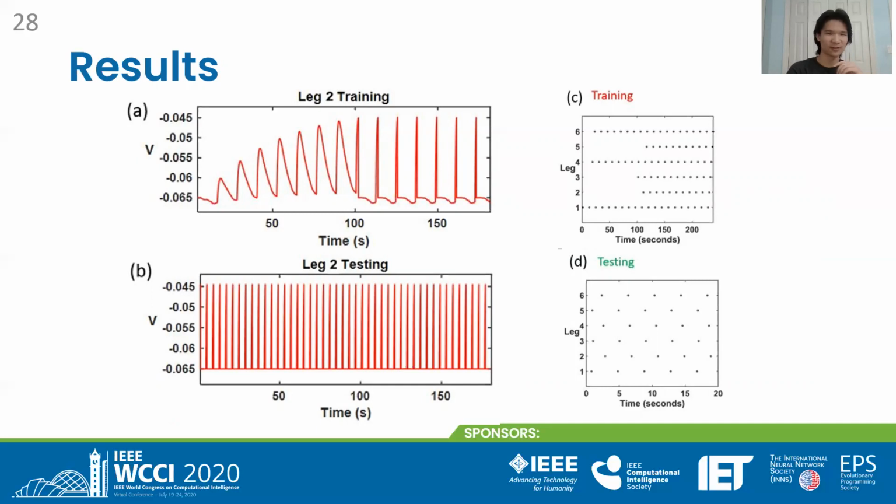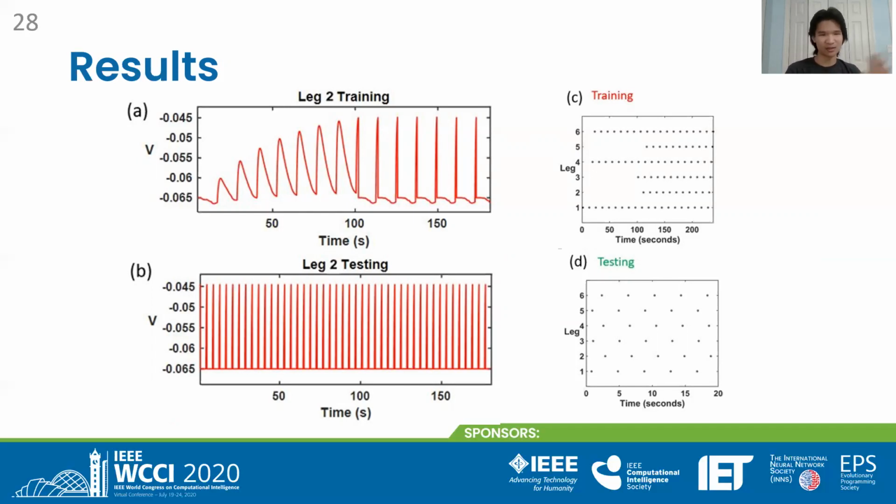If you look at figure C, you will see a raster plot. A raster plot pretty much puts a dot at every time there's a spike. On the y-axis, you see the legs, and on the x-axis, you see time. So if there's a dot at a certain time, that means that leg moved at that time. During training, you can see in the first 50 seconds, the robot is not really getting the hang of it, but around 100 seconds, it starts picking up the gait that it's seeing. So it takes some time to converge, but it only takes around 100 seconds.